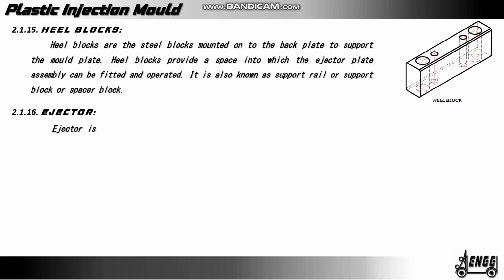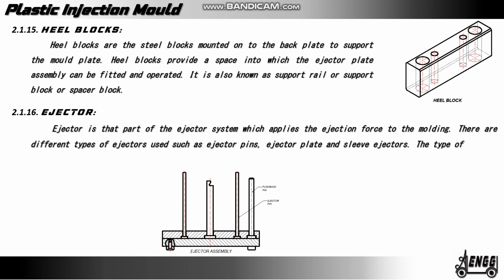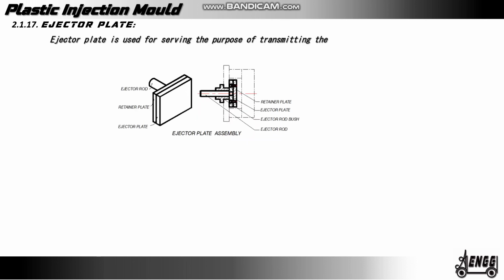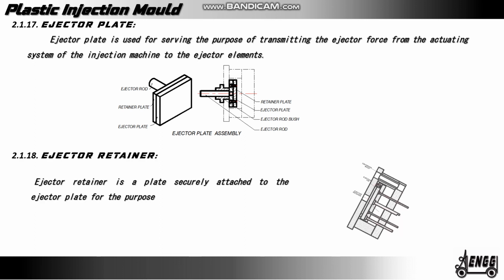Ejector. Ejector is the part of the ejector system which applies the ejection force to the molding. There are different types of ejectors used such as ejector pins, ejector plate and sleeve ejectors. The type of ejector selected depends on the component shape. Ejector plate. Ejector plate is used for transmitting the ejector force from the actuating system of the injection molding machine to the ejector element.